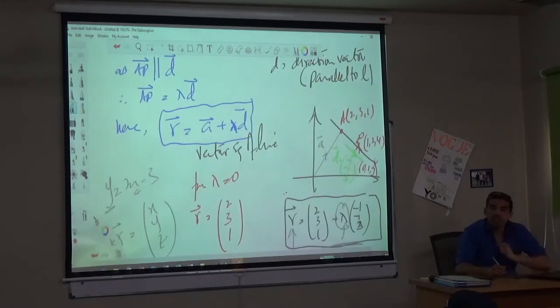And what's the significance of this point now? Yes, the distance this point is from A is 2 direction vectors away from it.